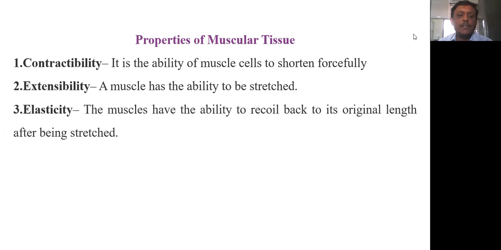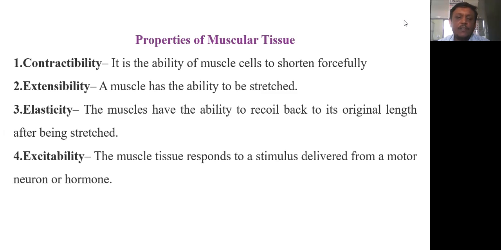Then the third property is elasticity. The muscles have the ability to recoil back to their original length after being stretched. So just like an elastic, when we stretch an elastic, it comes back to its original form when it is released. So this muscle also has the ability to recoil back to its original length after being stretched.